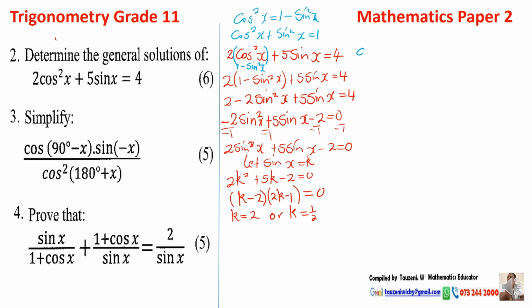Then I say therefore the value of sine x is equal to 2, or sine x is equal to 1 over 2. I have two separate equations that I must solve. The first one, the range, if you remember trigonometric functions, the range for sine x is from -1 to +1. So this value is outside the range. It therefore means this equation cannot be solved. Sine x cannot equal 2.